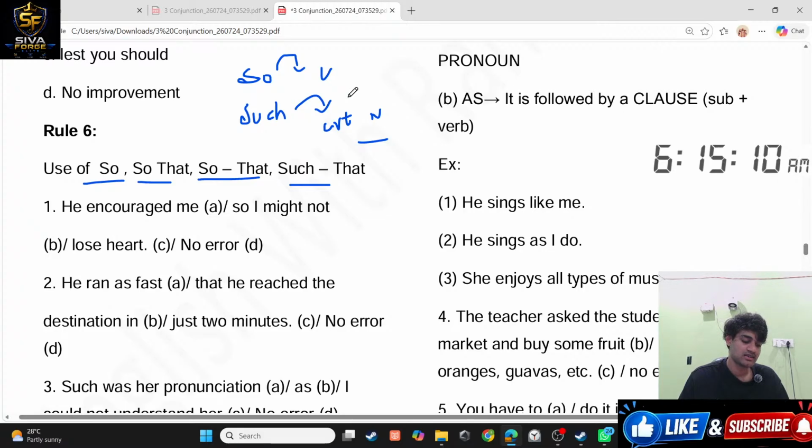He is such a boy. He is such a good boy. He is such a good boy that everyone likes him. He is such a good boy. Okay, I wrote it twice. He is such a good boy.